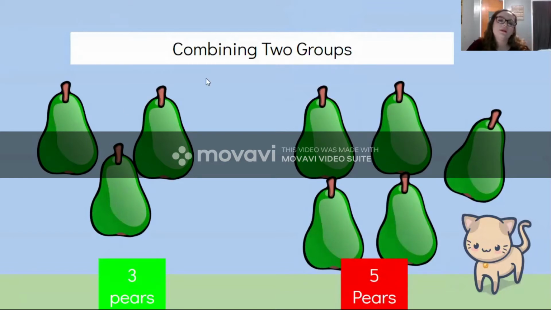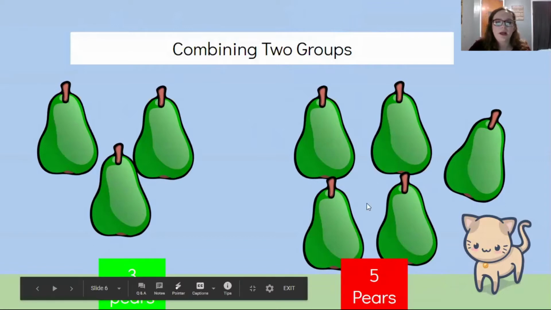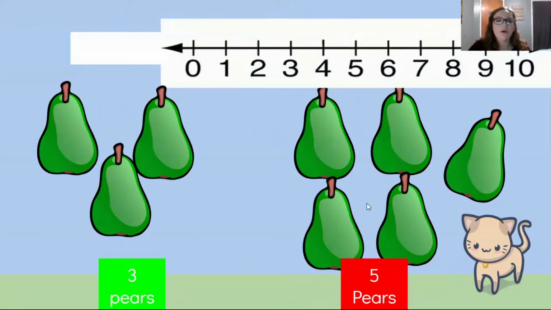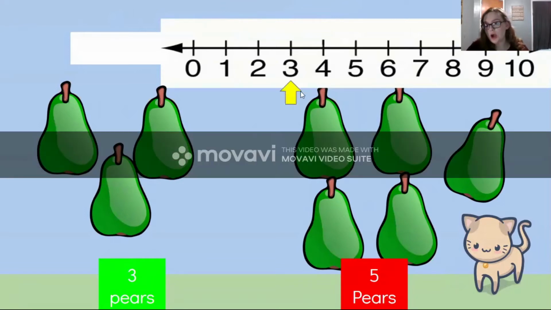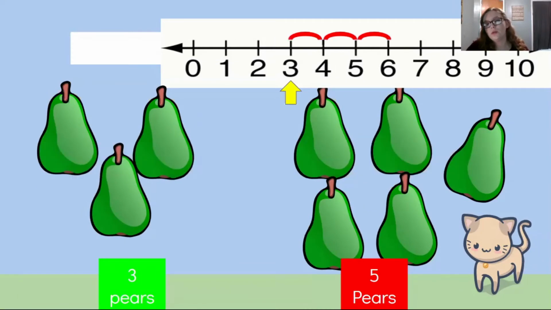So if group 1 has 3 and group 2 has 5, let's try to add these together to make one big group. So we're going to start off with group 1, which is number 3, and we're going to use our hops, and we're going to count up to 5. So we're going to hop up each number 5 times. So we're going to go 1, 2, 3, 4, and 5. So our total for our big group is 8 pairs.